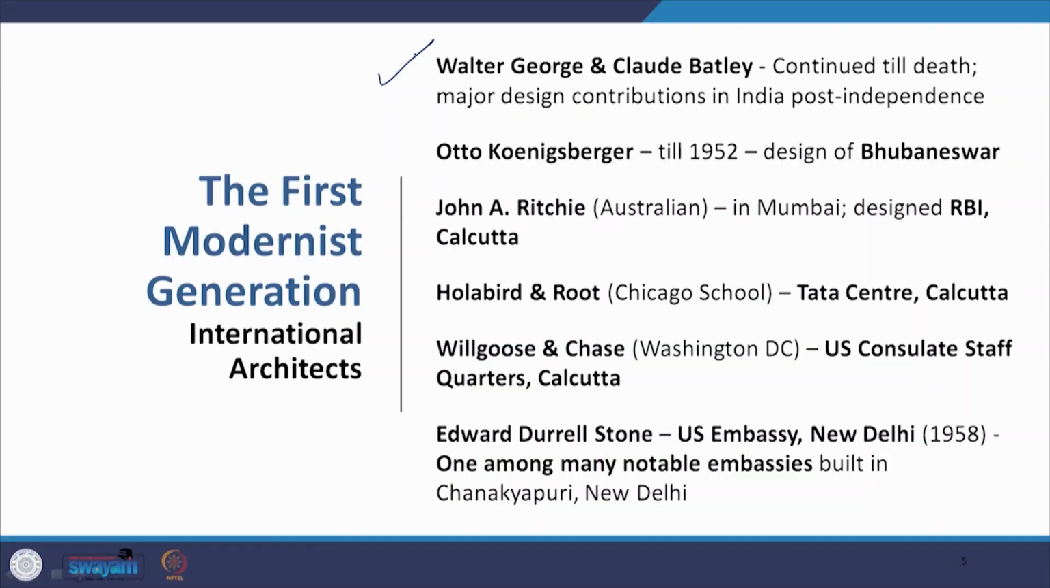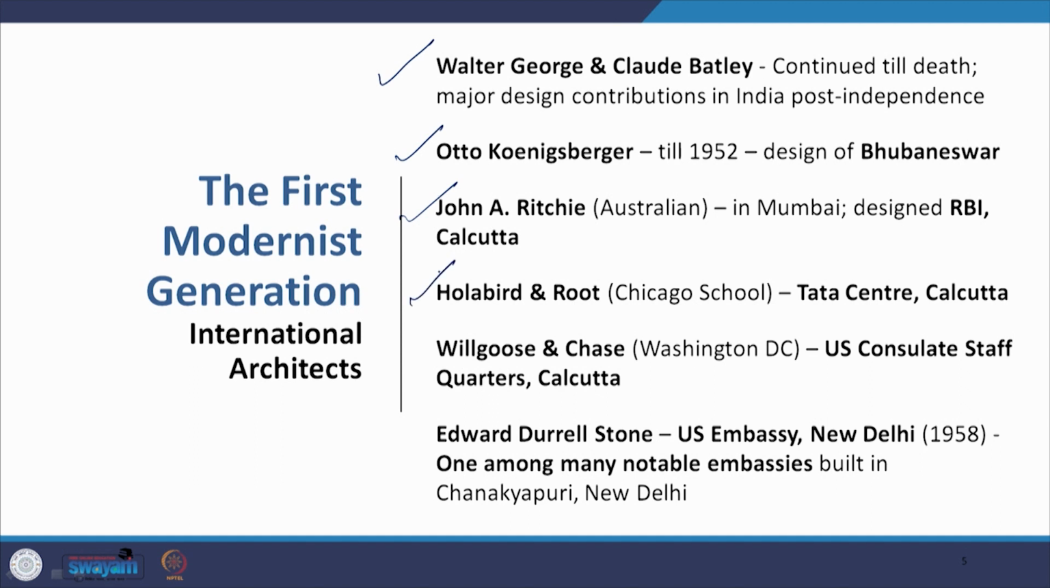Now, let us go back even to pre-independence and then move to post-independence. We had seen the contribution of Walter Sykes George and Claude Batley, and their work continued till death post-independence. Then there was Otto Königsberger, we have seen his contribution also in the design of Bhubaneswar. There was John Ritchie, who was an Australian in Mumbai, who designed RBI Kolkata.